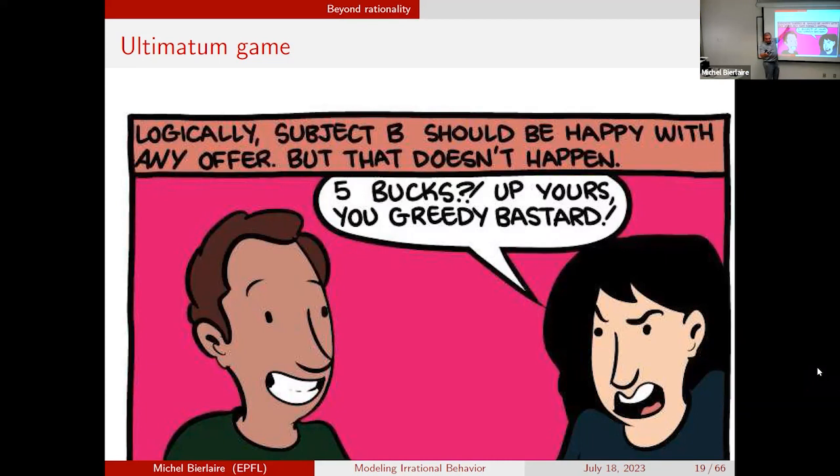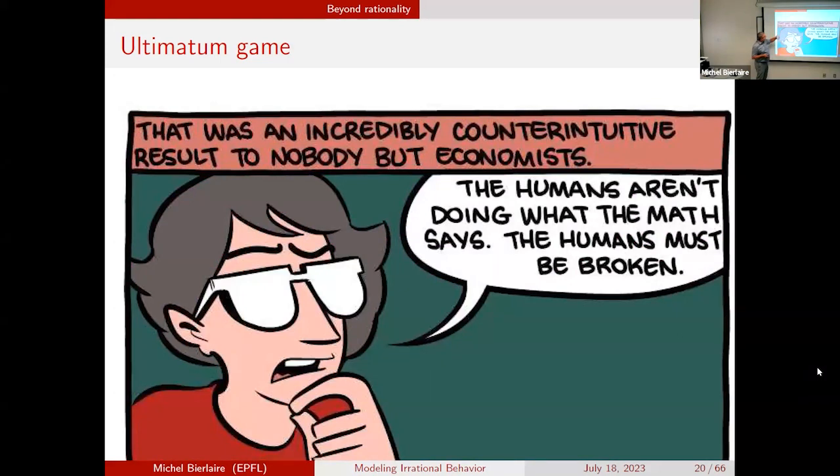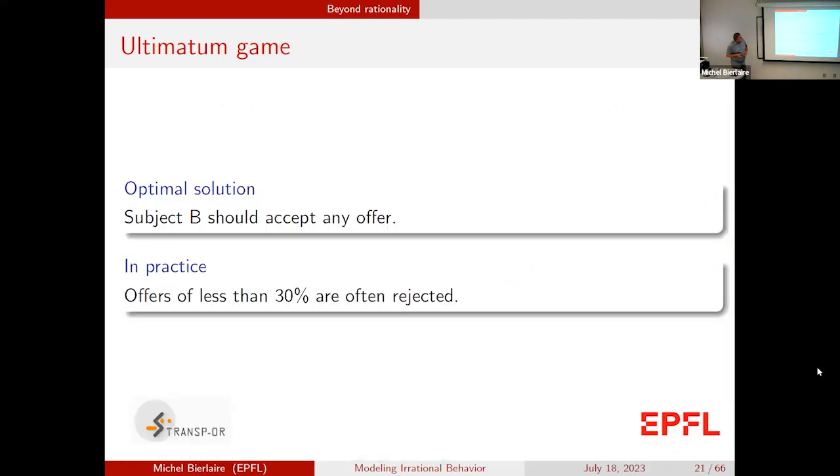Logically, subject B should be happy with any offer, because that's money, right? But it does not happen. It was an incredibly counterintuitive result to nobody but economists or mathematicians. The humans are not doing what the math says, so the humans must be broken. This is exactly what we don't want to do. We want to adjust the models to actually predict actual behavior instead of saying people are stupid, they are not following the random utility. As I said, offers of less than 30% are usually rejected because they are not considered fair.